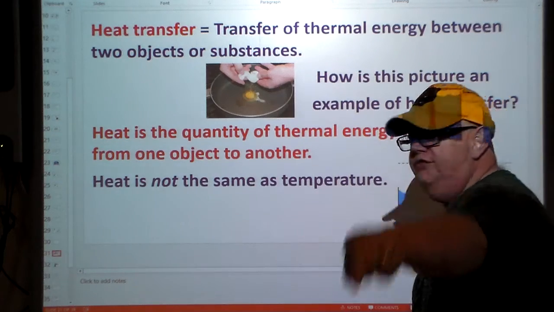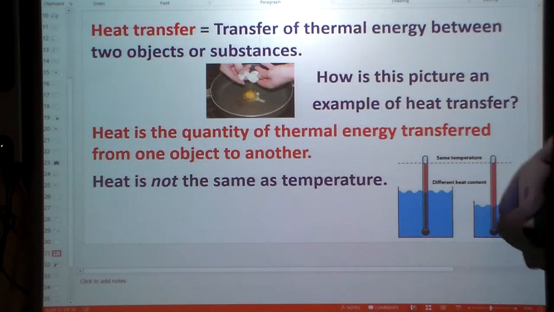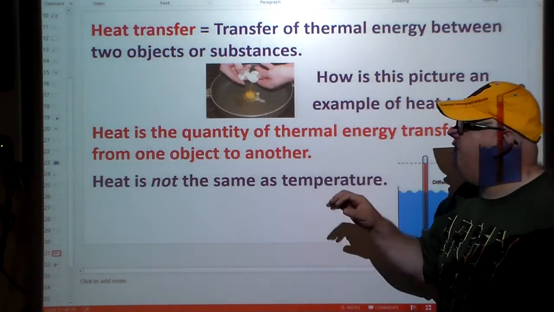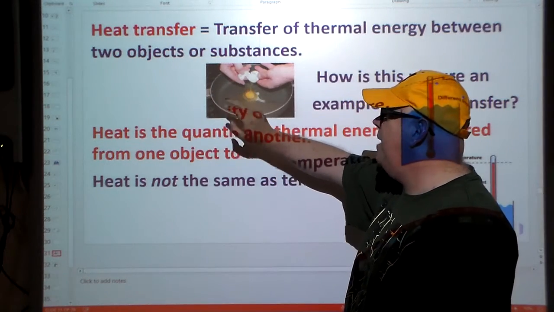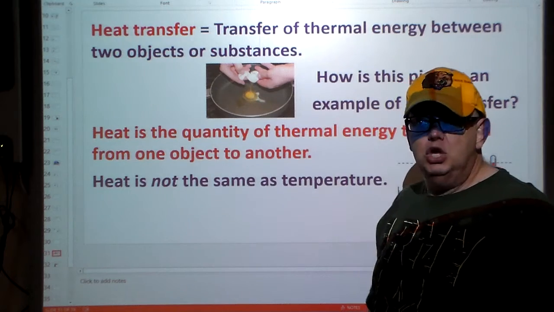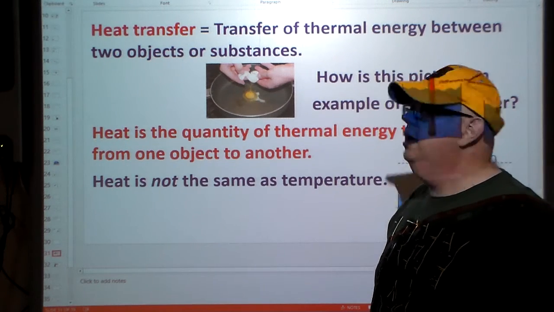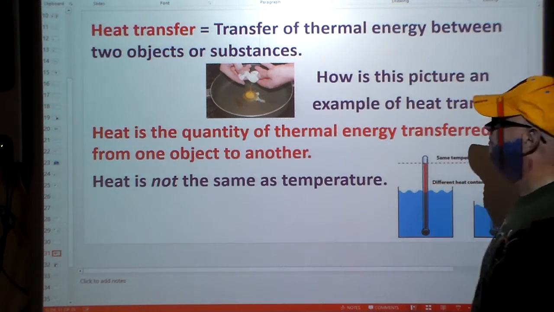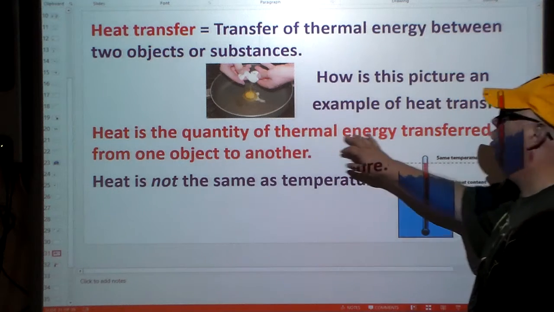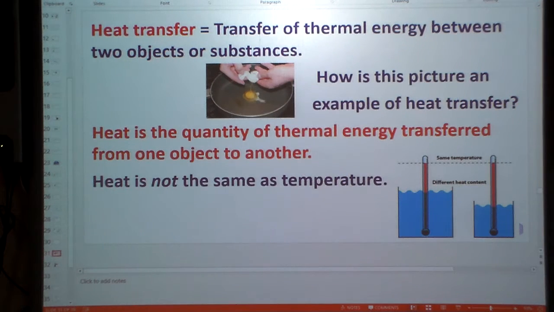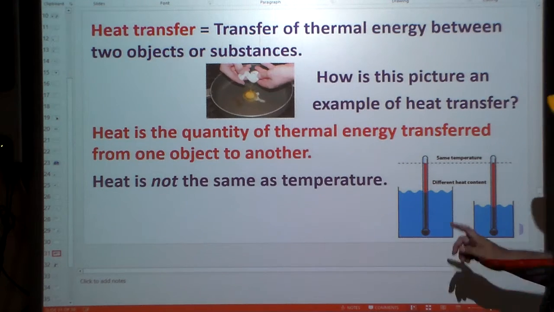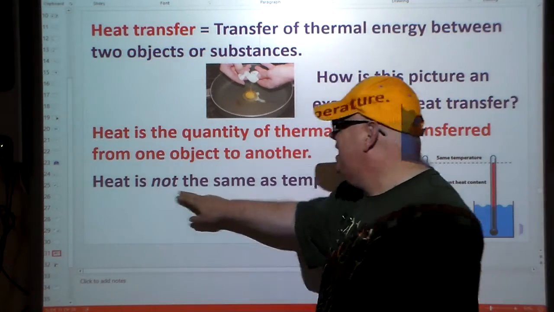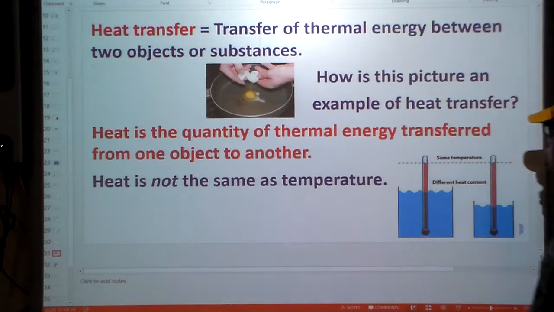Real chem, real fast. So that's heat transfer. You're having the heat go from the stove to the pan, from the pan into the egg. That's how we cook our food. Okay? Now, heat is the quantity of thermal energy transferred from one object to another. And here's the kicker, guys. Heat is not the same as temperature.